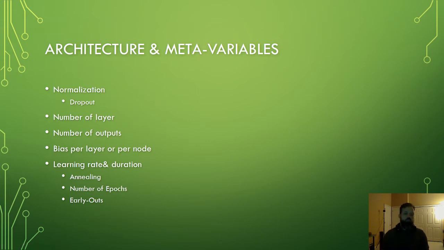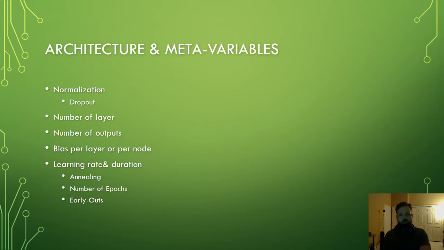Some of the variables that you're going to really need to consider, though, are the number of layers that you're going to use and how many outputs each one of those layers is going to have. You also might want to consider biasing per layer or per node. Bias is basically just a background variable that's fed into each layer as a floor or ceiling value. And we'll talk about that a little bit later.